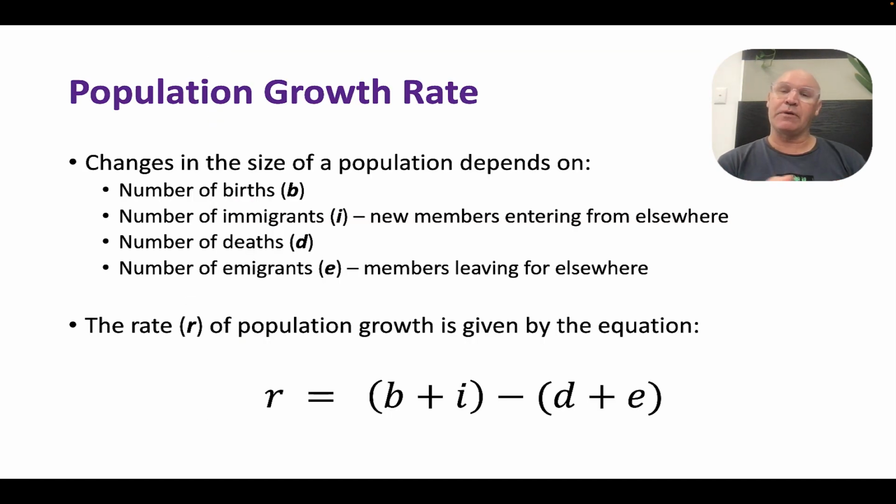So population growth rate is something that we can measure in a population, and it's basically the resultant of the inputs and the outputs. So the number of births plus the number of organisms that immigrate to the area, new species entering, minus deaths and emigration, so leaving. So the overall population growth is births and immigration minus deaths and emigration.